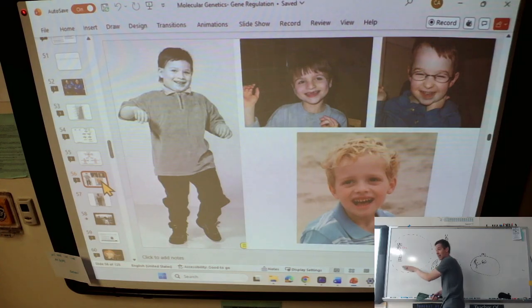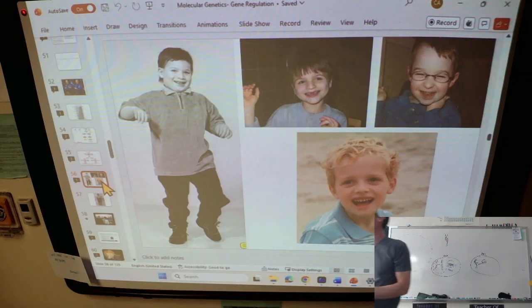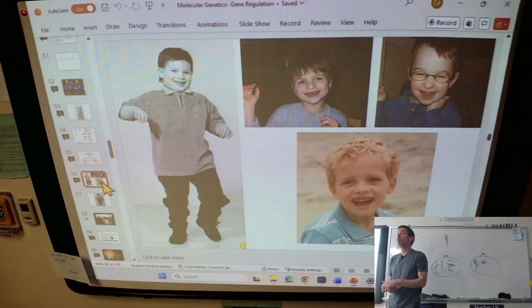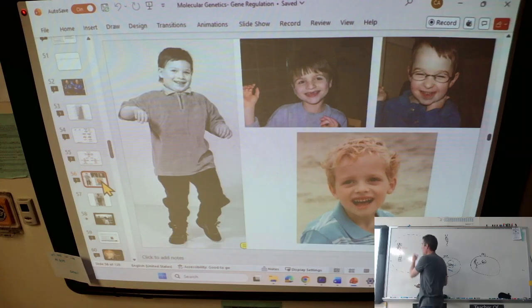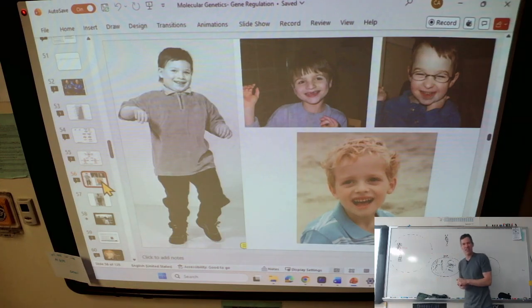Most genes are not like that. Your eye color doesn't depend on did you get the capital B from mom and the little b from dad, or the capital B from dad and the little b from mom. So most genes, it doesn't matter which parent you got them from. But there are a few that it does, and they call it imprinting.